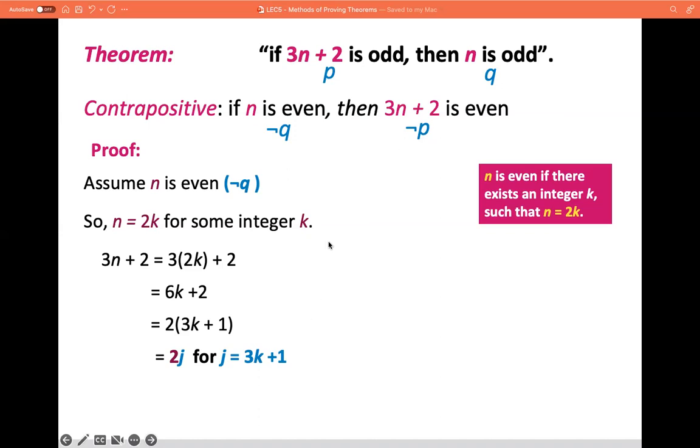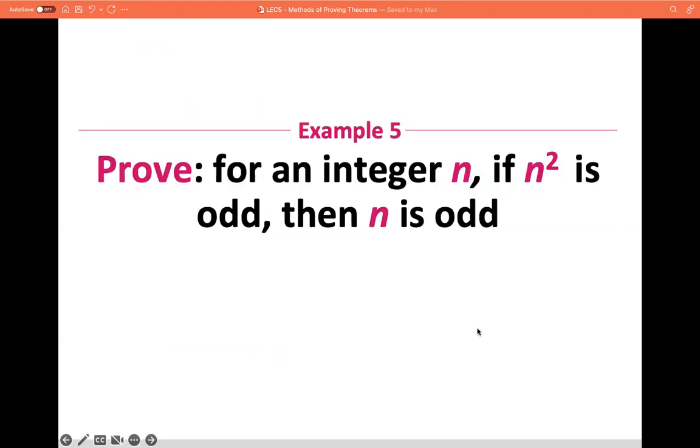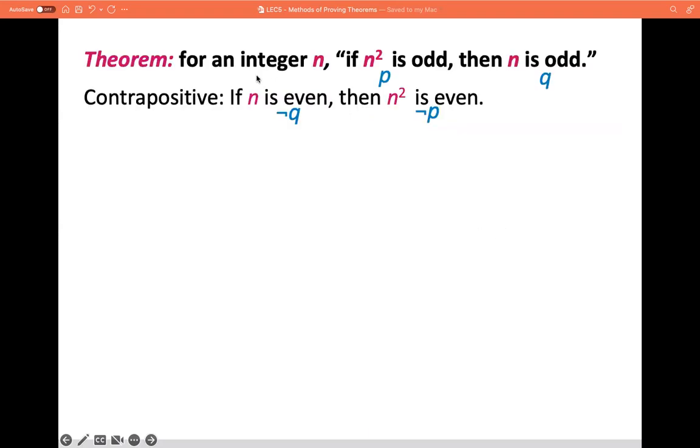Since we have proven that not Q is true and not P is also true, then we have a direct proof for P implies Q: if 3n plus 2 is odd, then n is odd. So let us have another example. Let us try to prove that for an integer n, if n squared is odd, then n is also odd. So we can rewrite this theorem into its if-then structure.